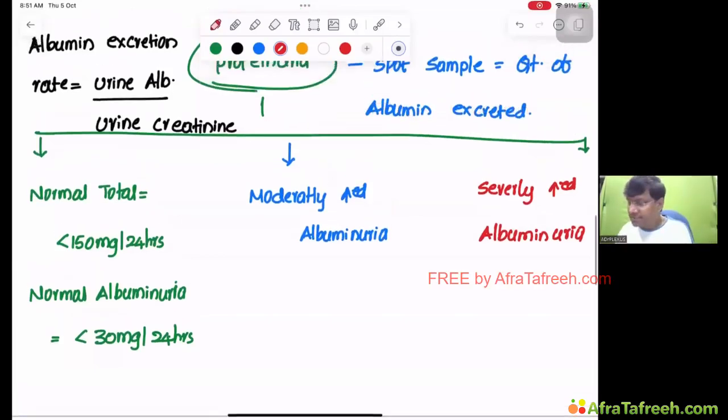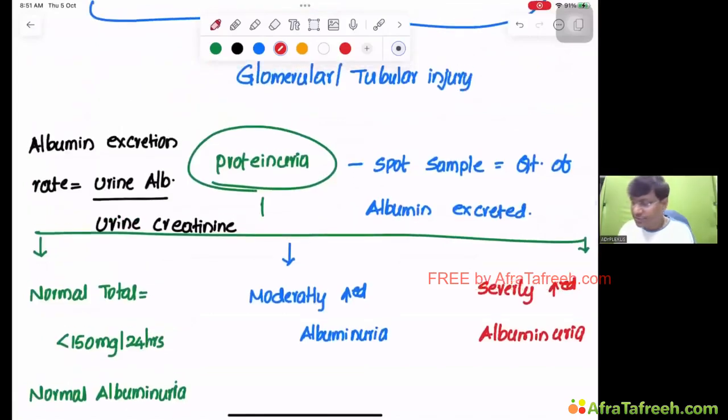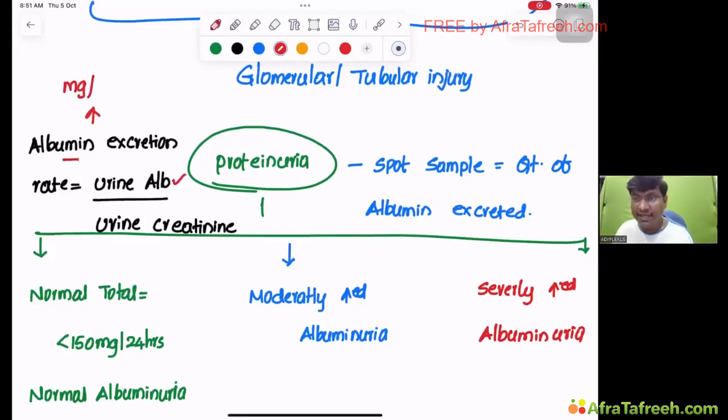First of all, you need to know the units of this albumin excretion rate. Albumin excretion rate is nothing but urine albumin to the urine creatinine excretion. So how do we give the units? We give the units as milligrams. What is that milligram? That is your albumin. Milligram per gram of creatinine excretion. What is this gram? That is your creatinine. Milligram per gram, that is the unit for your albumin excretion rate.